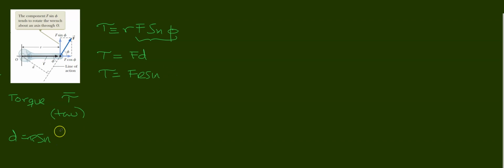So at the end, we end up with the same equation. It doesn't matter if it's r f sine theta or f r sine theta, you get the same stuff. So to calculate torque, you either want the perpendicular force to R, or you want the perpendicular D to F. By the way, this D is called the moment arm. It's also called the lever or lever arm.